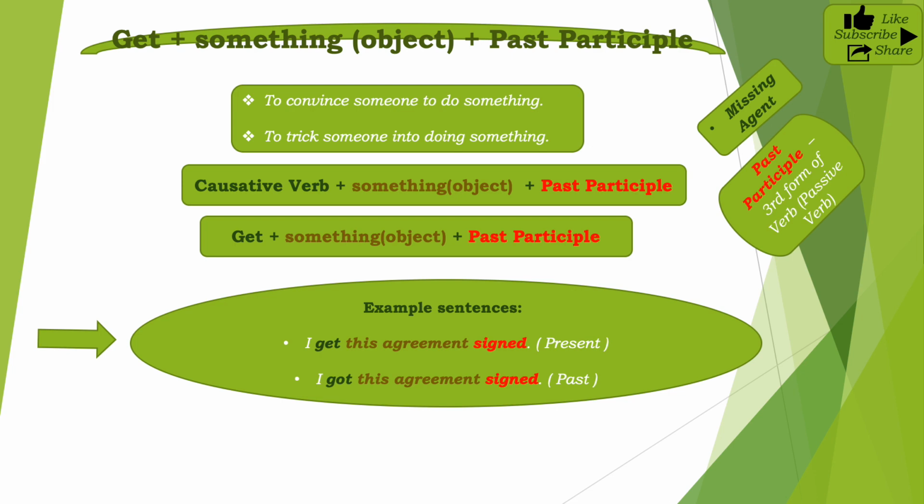Number 2 sentence, I got this agreement signed. This sentence is in the past tense, past form. Got is a causative verb. This agreement is something, object. Signed is a third form and the agent is missing.